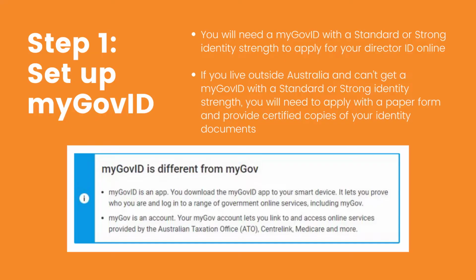Now, if you live outside Australia and you can't get a Mygov Id with a standard or strong identity strength, then you'll need to apply using a paper form. We have them, and you provide certified copies of your identity documents. So that's a different process. But we're just going to look at the Mygov Id process for applying.